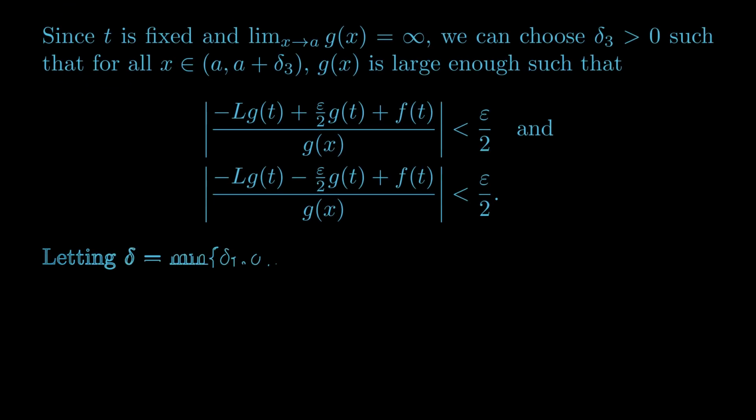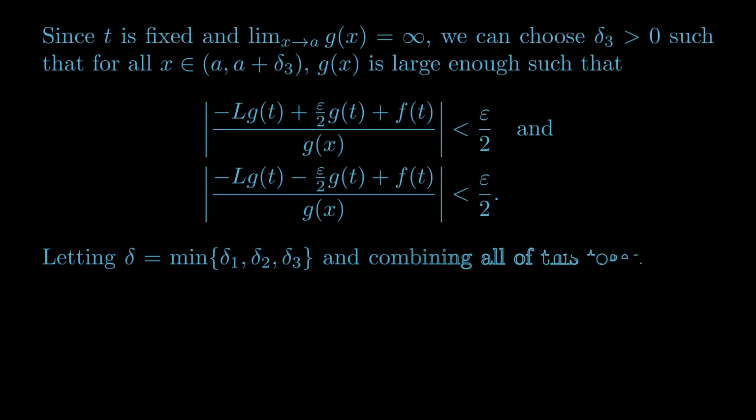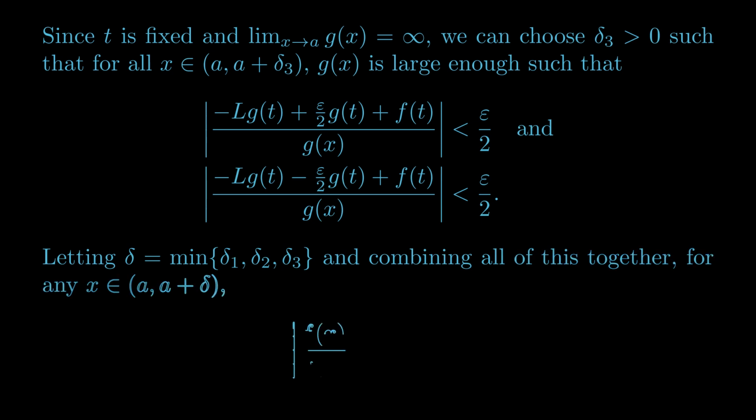Letting delta represent the minimum of delta 1, delta 2, and delta 3, combining all of this together for any x in the open interval a to a plus delta, the absolute value of f of x over g of x minus L is less than epsilon, completing the proof.